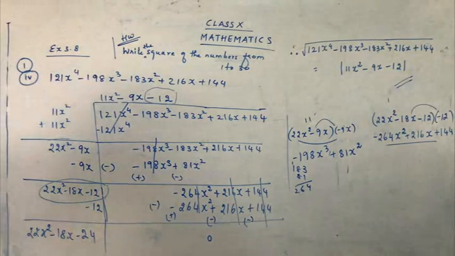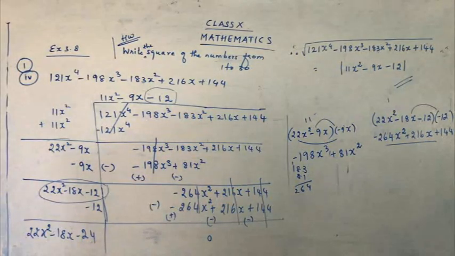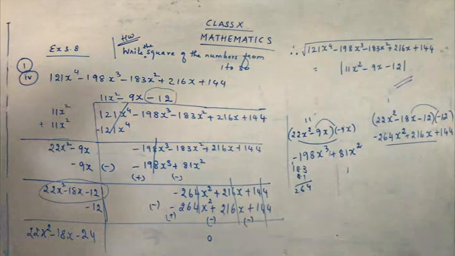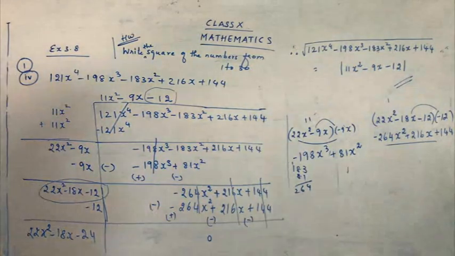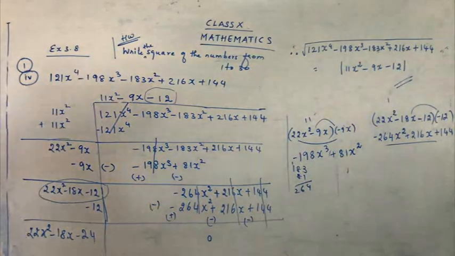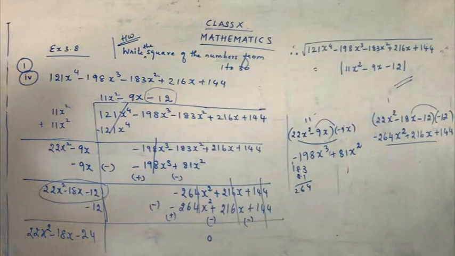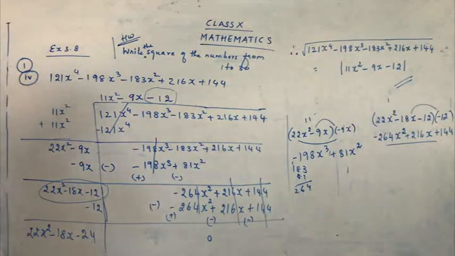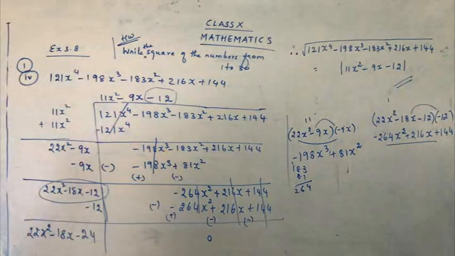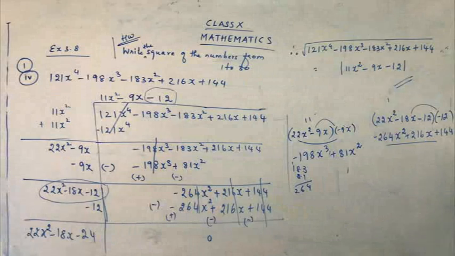Okay, now let's go for the next sum. Let's find the square root of the expression. You are given the expression x square upon y square minus 10x upon y plus 27 minus 10y upon x plus y square upon x square.